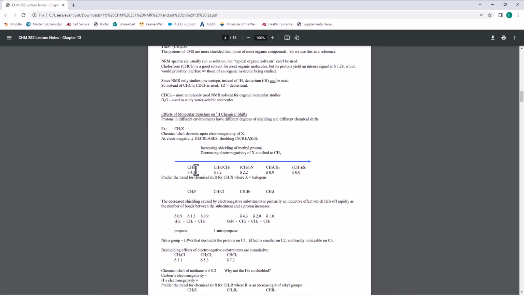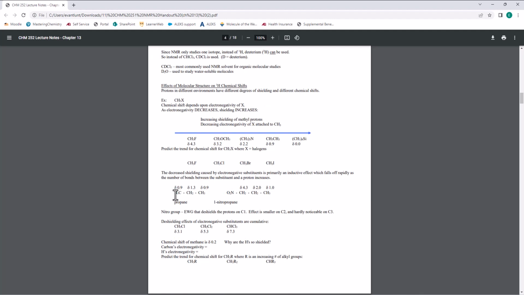And as we add more electronegative elements, if we had CH2F2, we would probably be at 4.8. If we had CHF3, we would probably be at 5.5. So we can increase the de-shielding by having more electronegative substituents near a proton. And as we move further spatially from those electronegative substituents, we are again shielded and we move upfield.